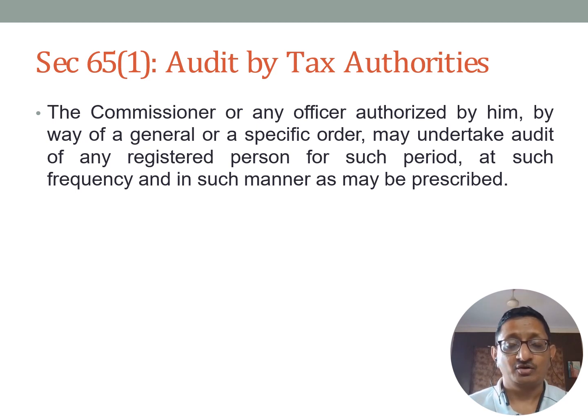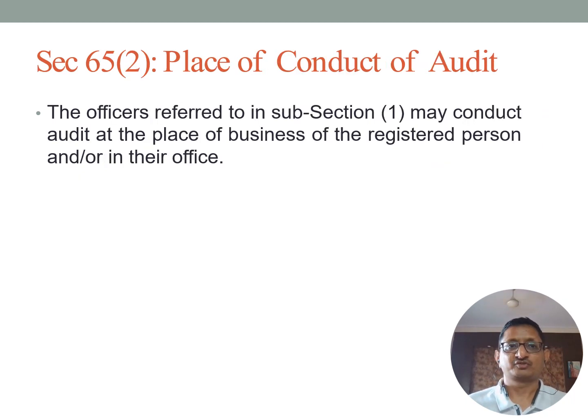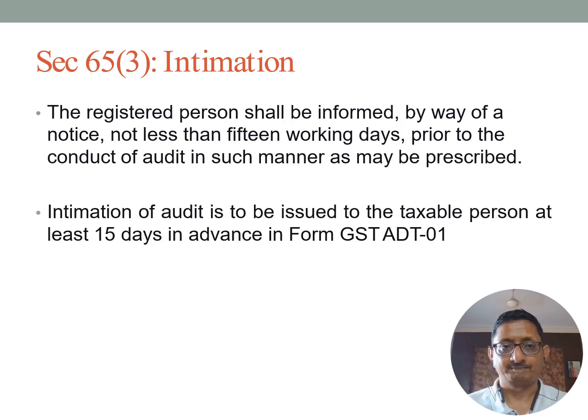Now, the tax audit. Tax audit by the tax authorities. The Commissioner under Section 65(1) can generate a specific order to conduct an audit of a registered person for such period, and with such frequency, as may be prescribed. Section 65(2) talks about the audit being conducted at the place of business of the registered person or in the office of the GST department, either or. It can happen anywhere.